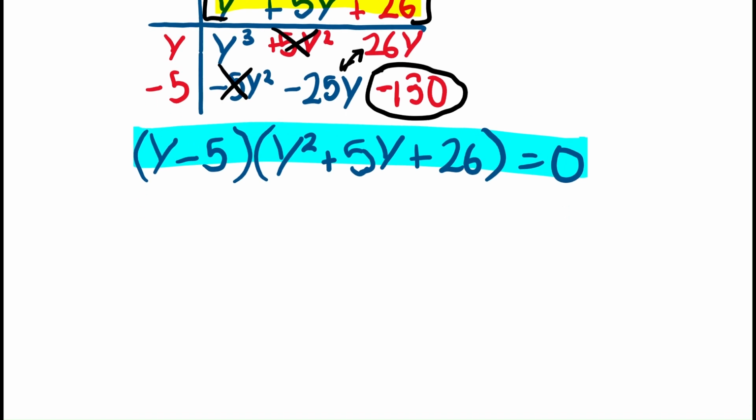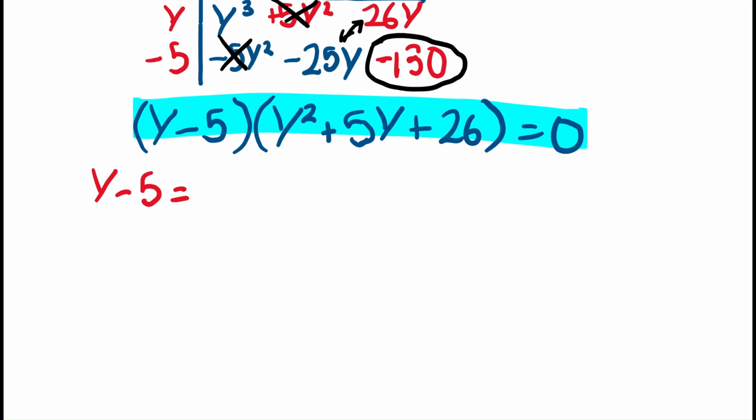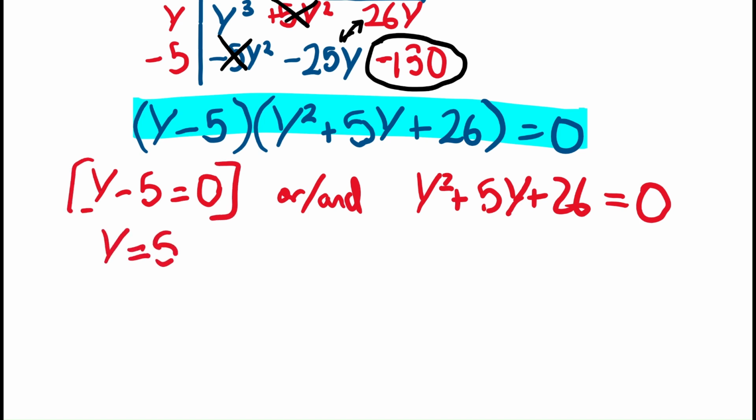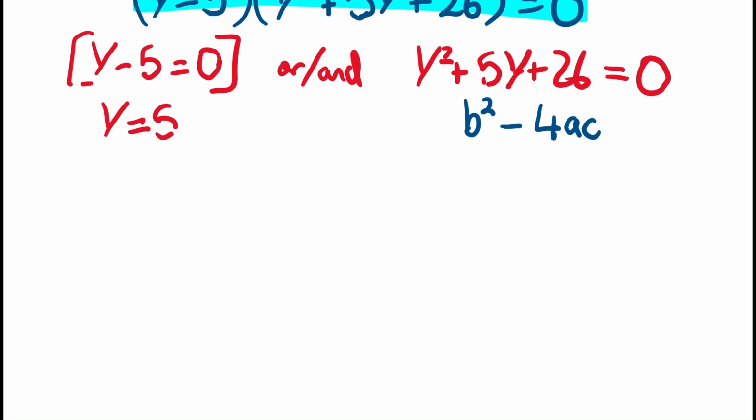So from this, we know that either y minus 5 is equal to 0, or y squared plus 5y plus 26 is equal to 0. From this first equation here, we know that y is equal to 5. But for the second equation, we actually have a quadratic equal to 0. And we can actually check how many solutions a quadratic has using the discriminant, which is just b squared minus 4ac.